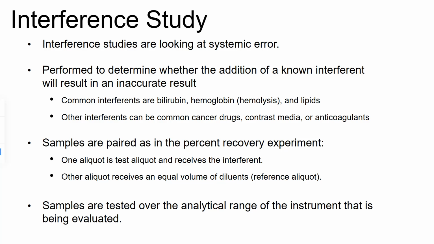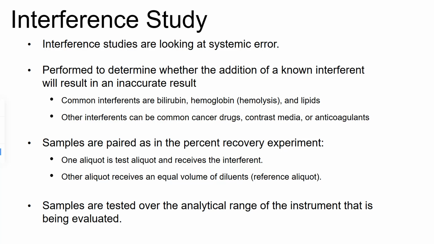An interference study. Interference studies look at systematic error, and are performed to determine whether the addition of a known interferent will result in an inaccurate result. Common interferents are bilirubin, hemoglobin, and lipids. Others include common cancer drugs, contrast media, or anticoagulants.